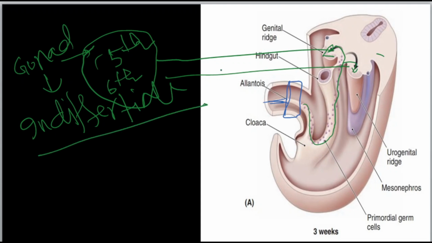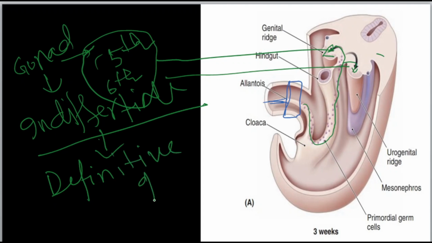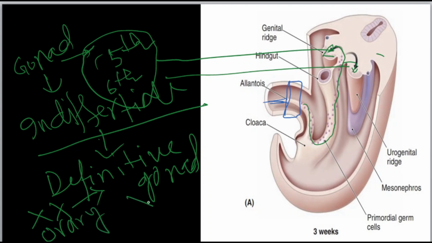When they reach and invade the genital ridge, the definitive gonad starts to develop. At the time of fertilization, if it is XX female, the definitive gonad becomes ovary. If it is XY, then under the influence of the Y chromosome, it becomes testis.